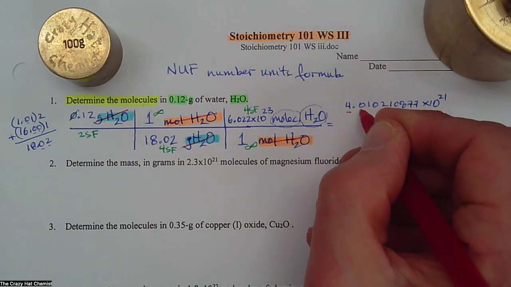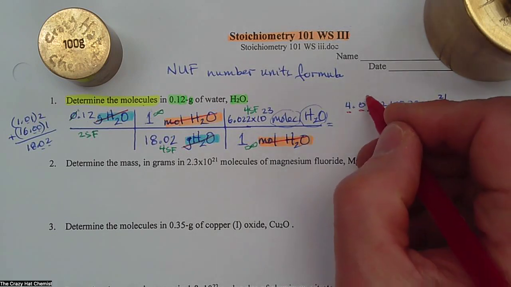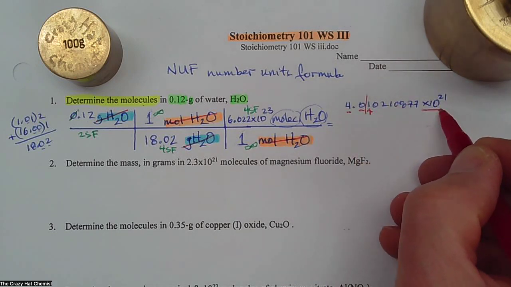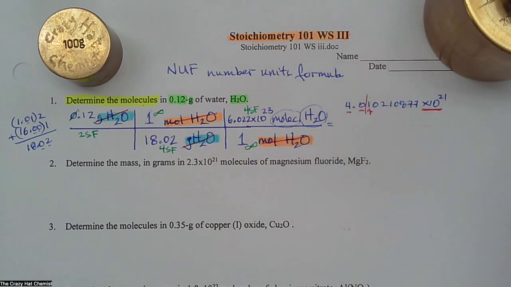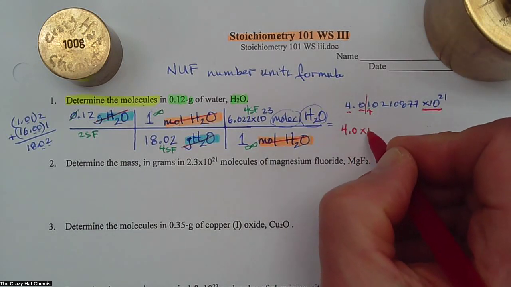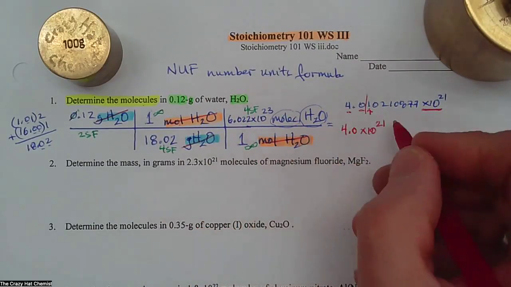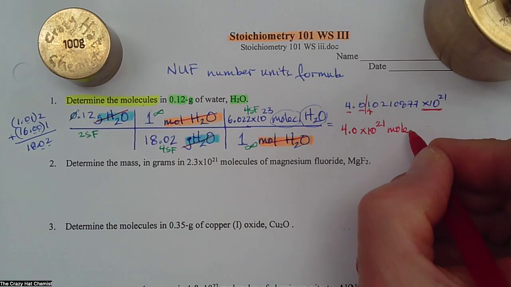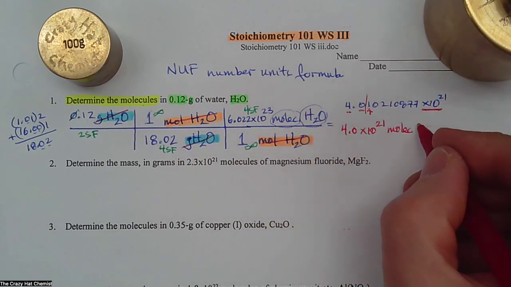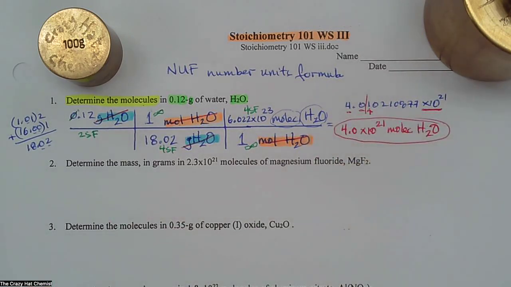So I'm going to underline 1 and 2. I'm going to round with that 1. That is less than 5. I'm going to chop the number. Now, make sure that you still include this times 10 to the 21. That's very important. So it's going to be 4.0 times 10 to the 21. And then the units that did not cancel out are molecules, M-O-L-E-C. And then the formula is H2O. Just like that, I'm going to circle my answer to let everybody know that is my answer.